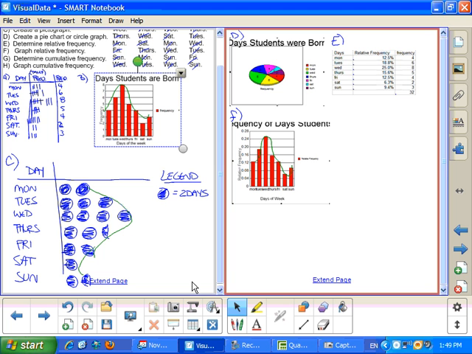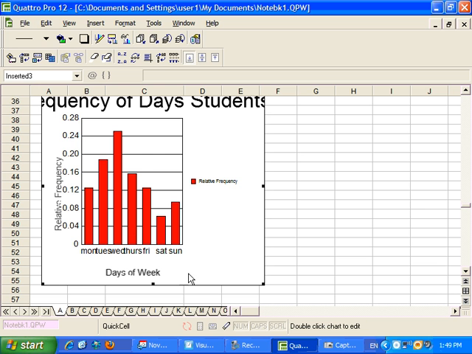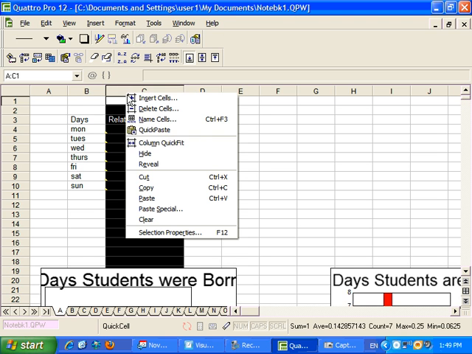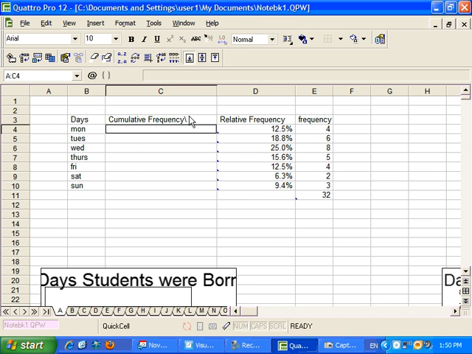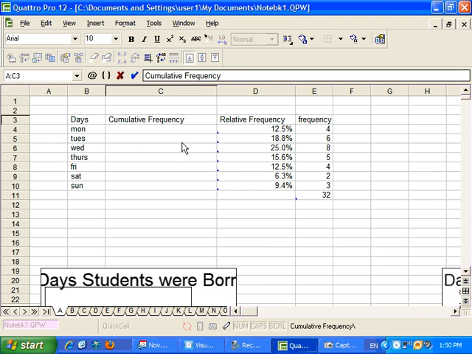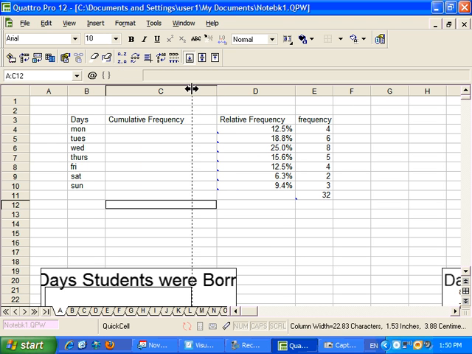Okay, so G, cumulative frequency. Back to Quattro Pro. Again, I'm going to insert. Again, it's because I know I want to graph it. And the program only likes it when they're side by side. So cumulative frequency. And I'll make that bigger. Okay, cumulative frequency.